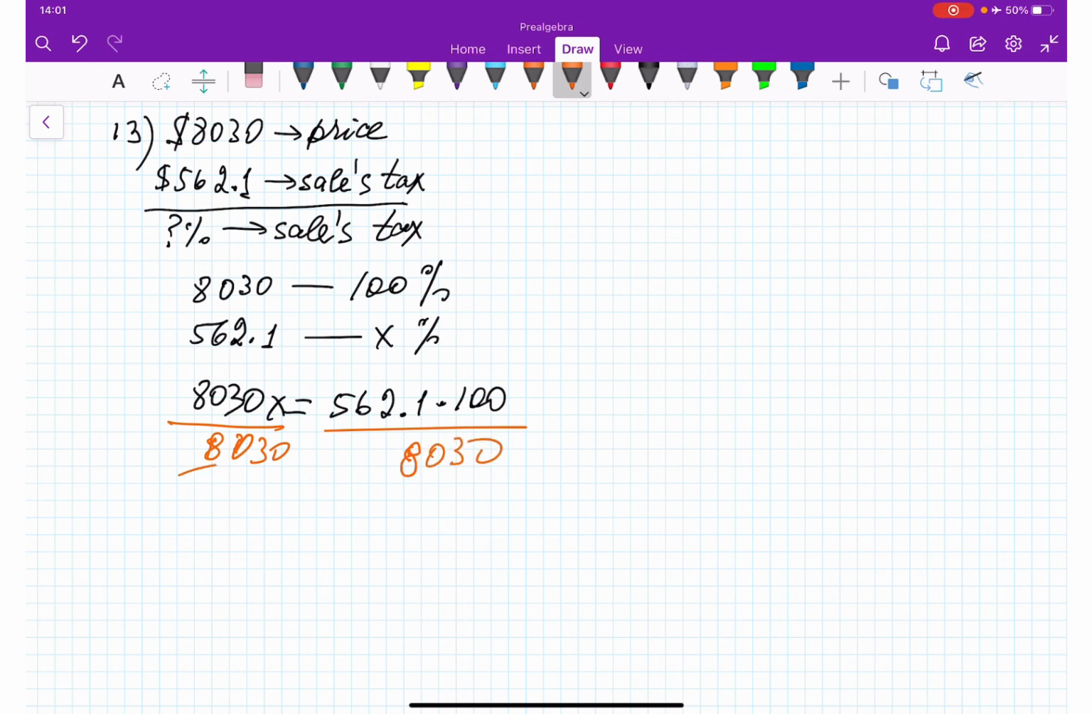This is gone. And we are getting X is equal to, let me see, this 0 I can cancel with this 0. 562.1 times 10 is going to be 5,621 divided by 803. This is going to fit 7 times easily. 7 times 3 is 21, 7 times 8 is 56. So 7%. Okay, and this is going to be our answer.